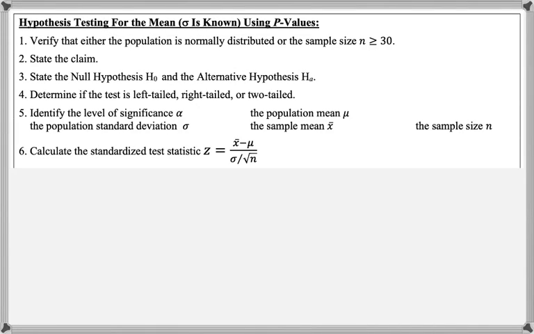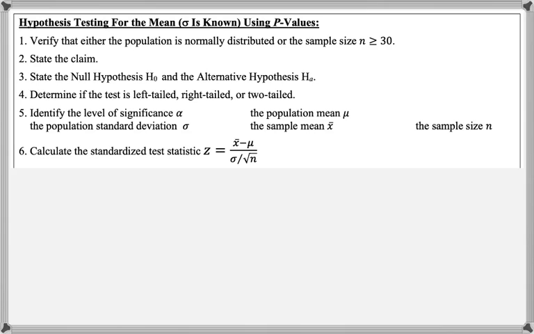In this section, we are doing hypothesis tests for the mean, and sigma is known. The first method that we're going to look at is using p-values. Step 1 says, verify that either the population is normally distributed or the sample size is greater than or equal to 30. Step 2, we need to state the claim.